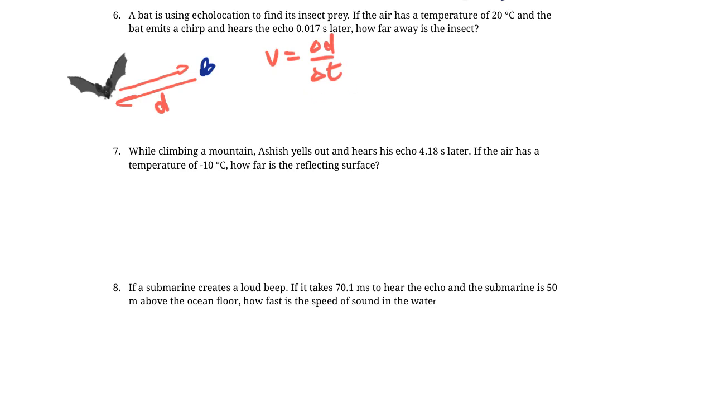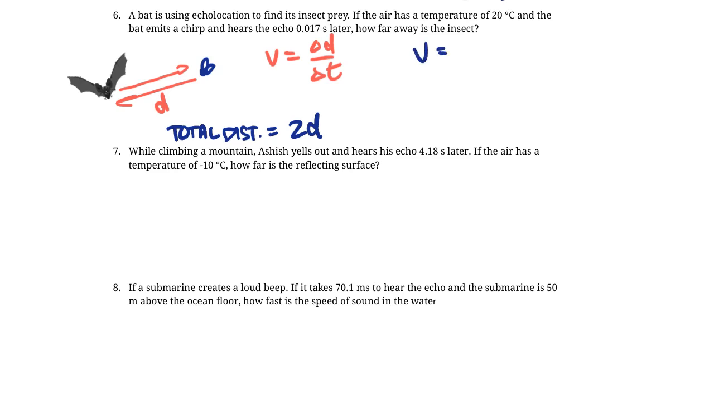How far does the sound actually need to travel? Well, first the bat emits it. It travels to the insect and back to the bat. So really, the total distance it travels, if we call the distance between the bat and the bug D, is actually 2D. It's 2 times the distance. So let's use that in our equation.